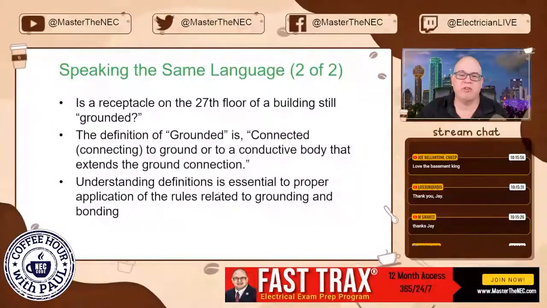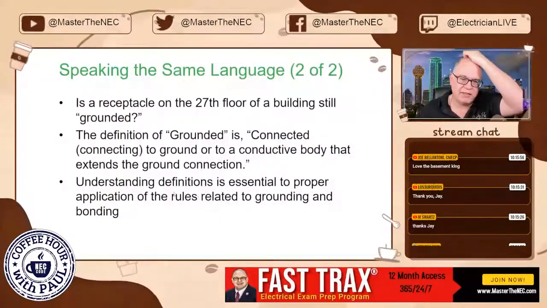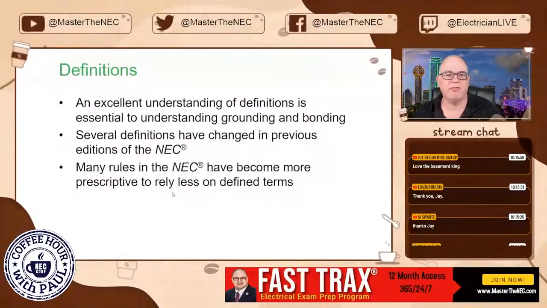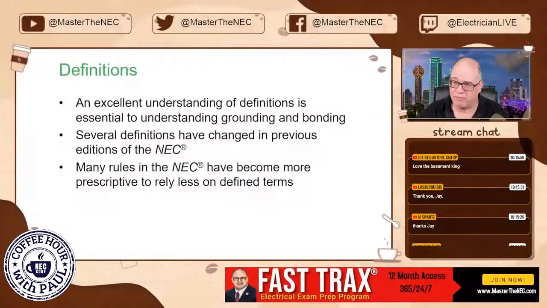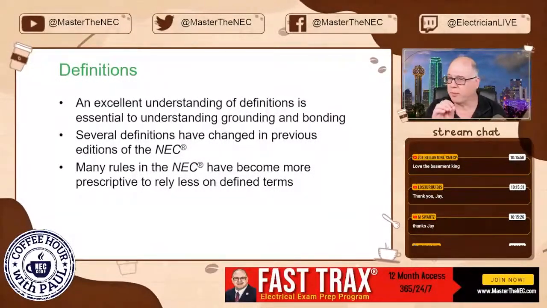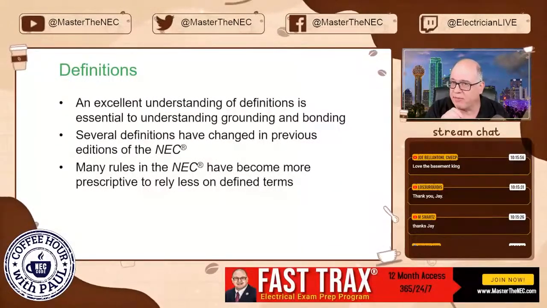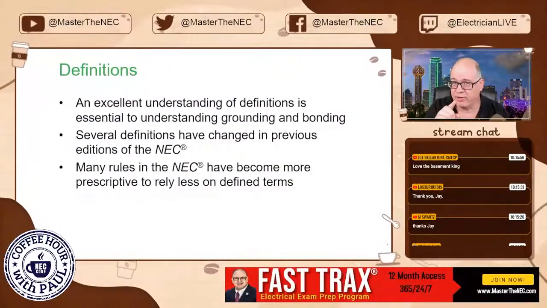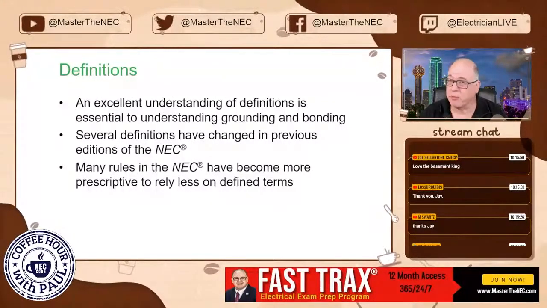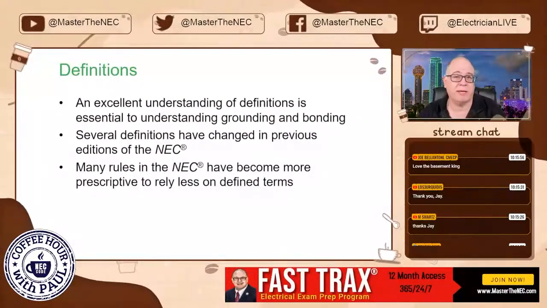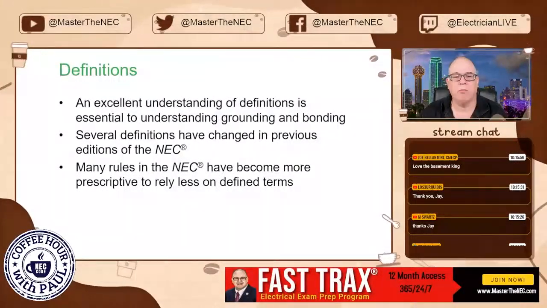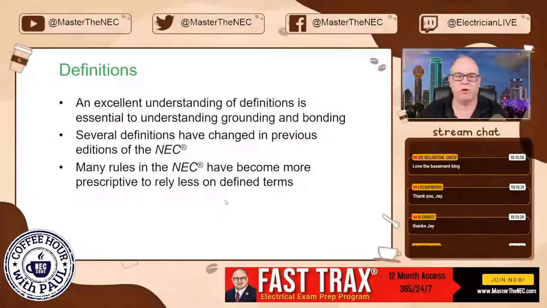Understanding definitions is essential to proper application of the rules related to grounding and bonding, okay? An excellent understanding of definitions is essential to grounding and bonding, obviously. Several definitions have changed since previous editions. Remember, 2005 on, it got better. And it's constantly getting better. And Code Making Panel 5 did some great work for the 2023 edition that's going to be coming out in a couple of months. Many rules in the NEC have become more prescriptive and less reliant on terms.